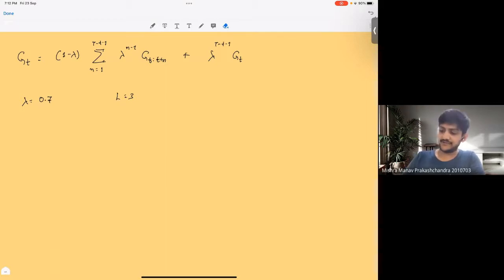My one-step return has a weightage of 1 minus lambda. My two-step return has a weightage of 1 minus lambda times lambda, and so on. While my Monte Carlo return has the weight of this quantity. So if my lambda is 0.7, so my one-step return.